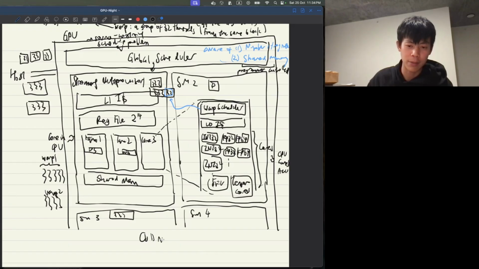what does CUDA even mean? So CUDA means Compute Unified Device Architecture.